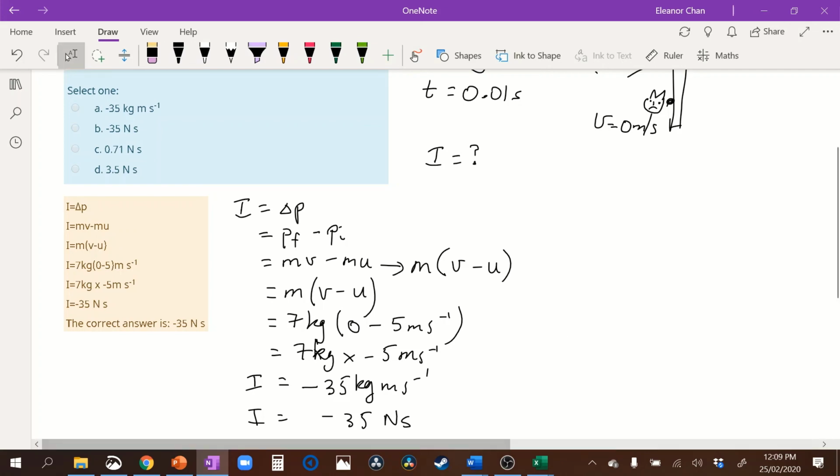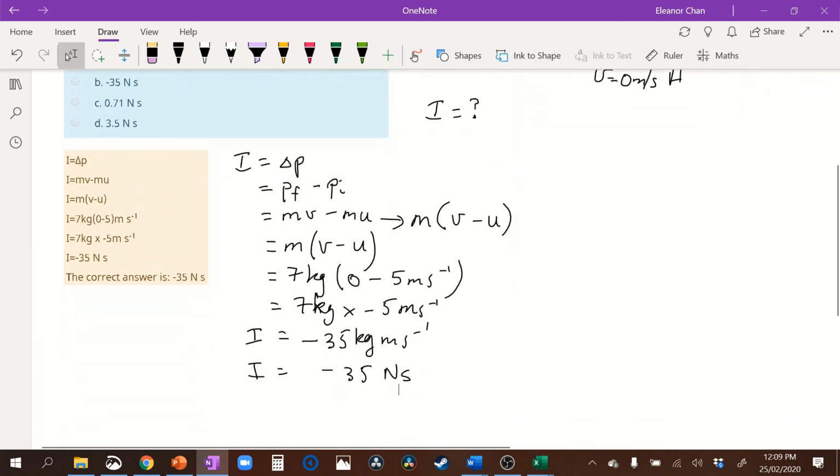Yep, I think. Wait a moment, do we want impulse? Yeah, so we want the impulse. So that's what your impulse is. Okay, and that's how we get there.